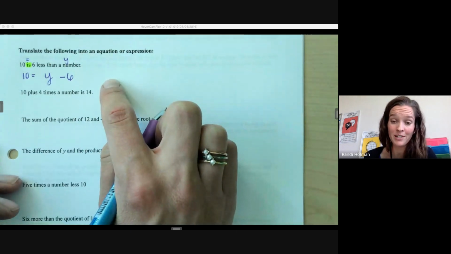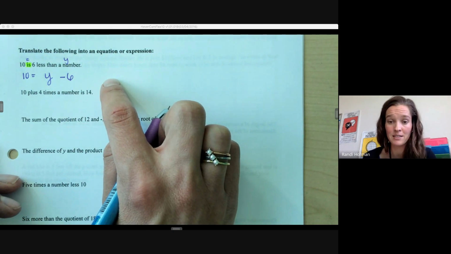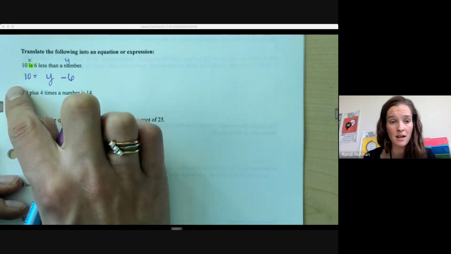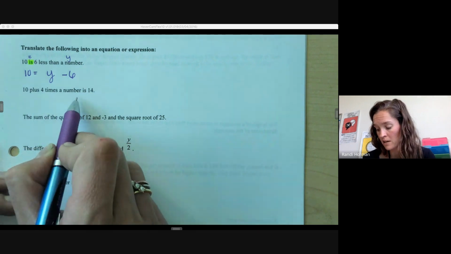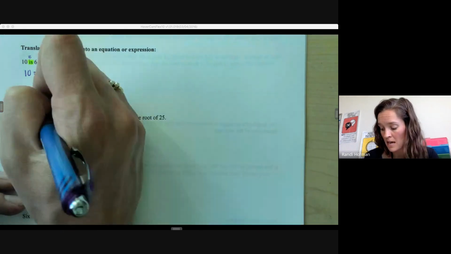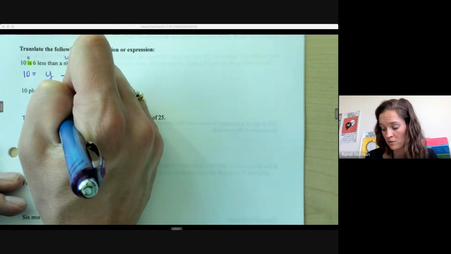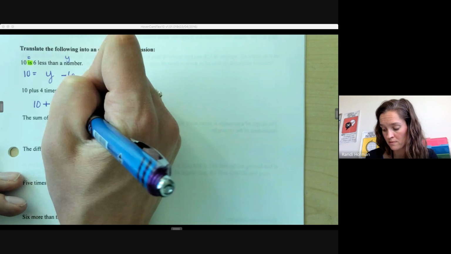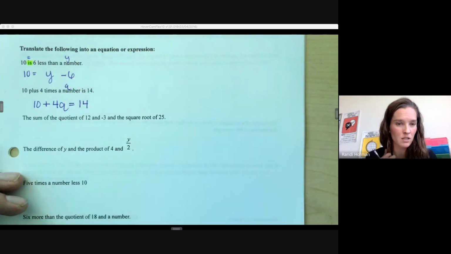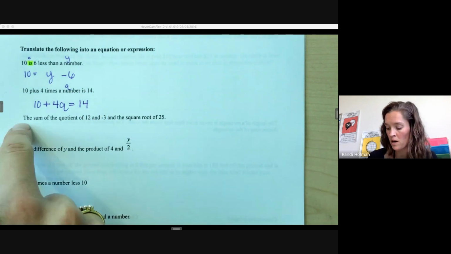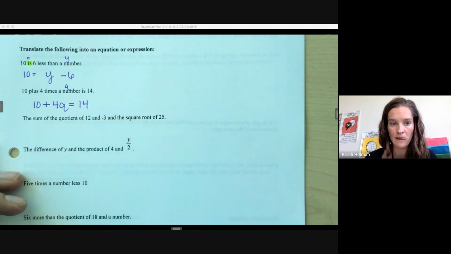If you're not sure if you did it correctly, we're pretty good at figuring out a value. So 10 is 6 less than what? 6 less than 16 is 16 minus 6, 10. Yeah, that works out well. Okay. 10 plus 4 times a number is 14. So 10 plus, so we're adding 4 times a number. So 4 times q, make our number here q, is 14. That one's a nice one. It just reads left to right. 10 plus 4 times the number is 14.